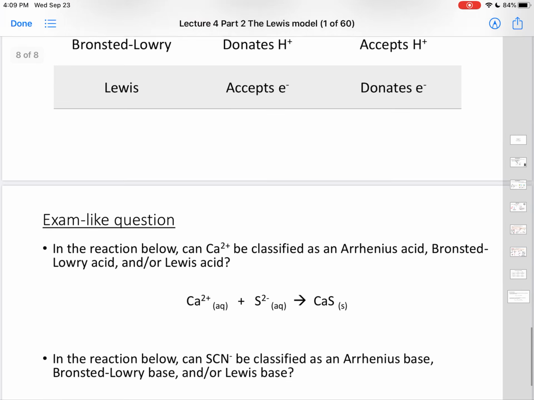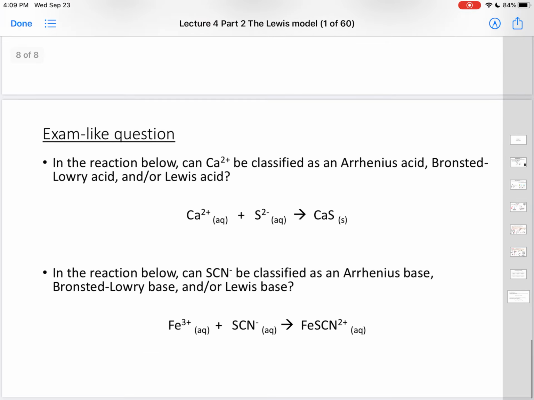Okay. So another kind of exam question that you might encounter is something like this, where it says in the reaction below, you've got calcium 2 plus. Can it be classified as an Arrhenius acid, a Bronsted Lowry acid, and or a Lewis acid? Okay, so let's look. What is really happening here is the calcium is reacting with the S2 minus to produce calcium sulfide, right? And if you wanted to, you could draw the Lewis dot structure.